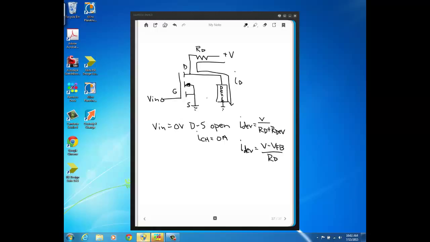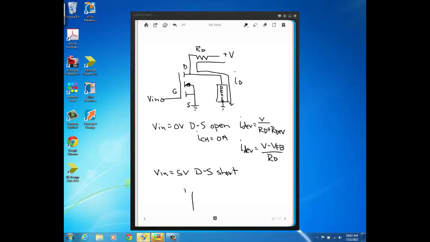So with this configuration, when Vin is equal to 0, as far as the device is concerned, it's the same as when we had Vin equal to 5 volts for the other configuration. Now when Vin is equal to 5 volts for this switch circuit, the drain to source is going to be a short, just like it always is when your VGS is much greater than the threshold. But the circuit you have now looks like this.